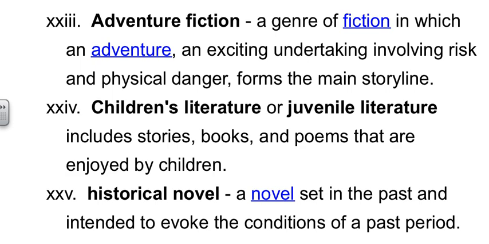The next one is historical novel. This is a novel set in the past and intended to evoke the conditions of a past period. It doesn't take a real event. It just sets the story in a historical period. So something like Timeline would be a historical novel.